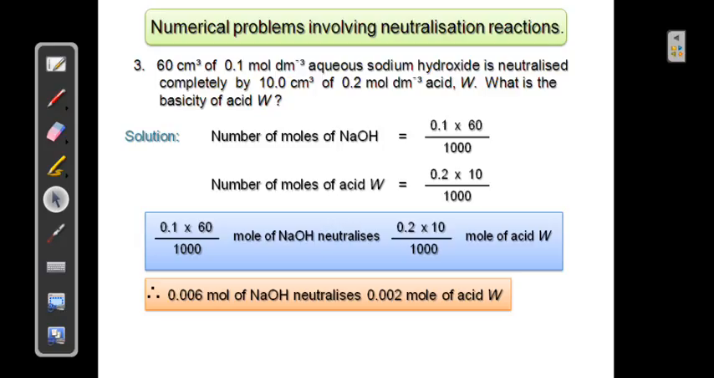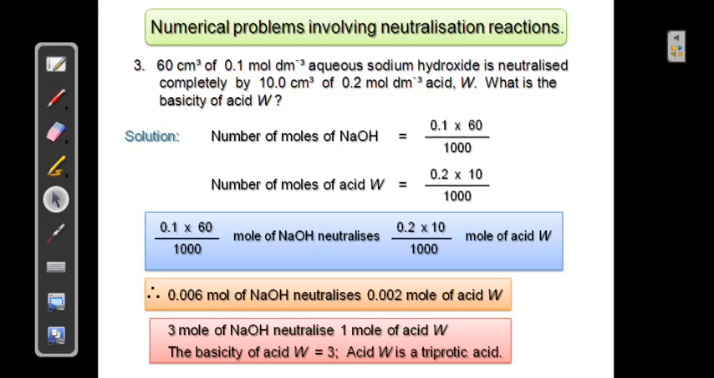So 3 moles of NaOH neutralize 1 mole of acid W. Therefore, the basicity of acid W is equal to 3. So, acid W is a triprotic acid. Can you name a triprotic acid? If you recall, yes, phosphoric acid.